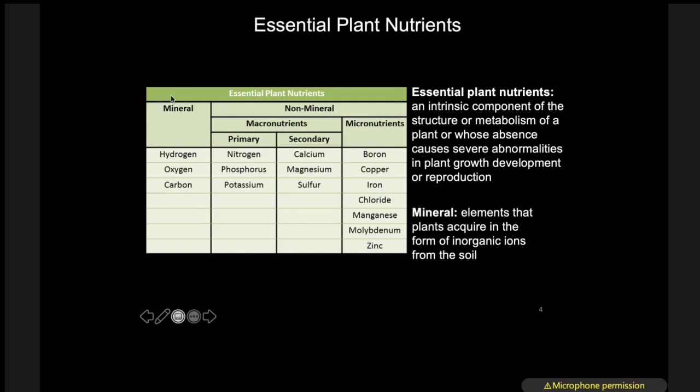So I just realized, I think I got this from online, I think there's actually a mistake in how this is labeled. I think this should be non-mineral and mineral. So I think they made a typo there where I got this from online. But suffice it to say, hydrogen, oxygen, and carbon are derived from the air, whereas minerals are derived from the soil itself. So we think of things like iron and nitrogen.